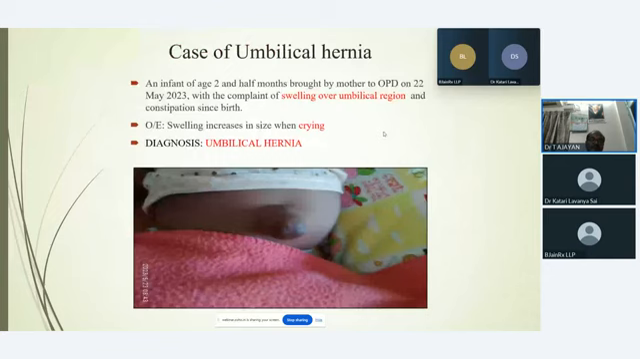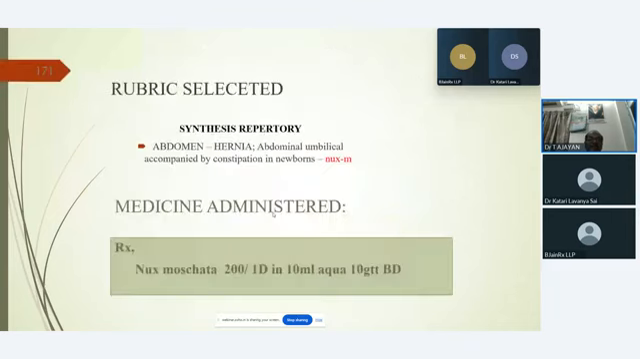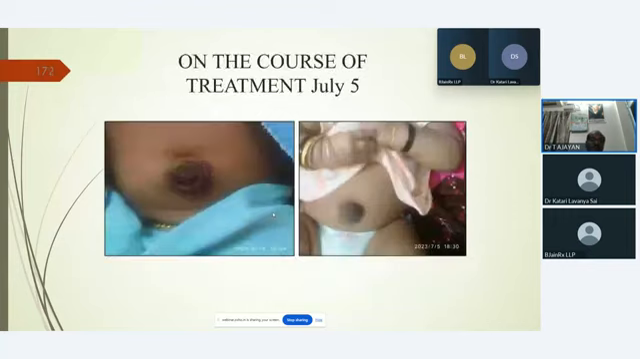Then listen here, another case, umbilical hernia. Our Knerr Repertory helped me with the selection: abdominal hernia, umbilical, accompanied by constipation in newborns. There is only one medicine there, Nux moschata. It's wonderful. Within 7 to 14 days, almost 90% of that umbilical hernia disappears.